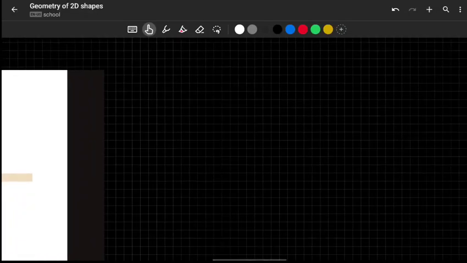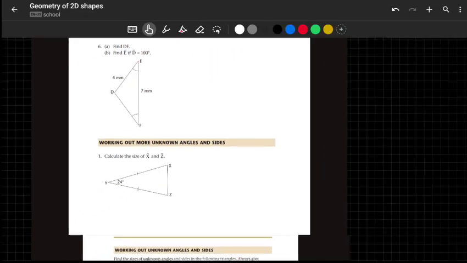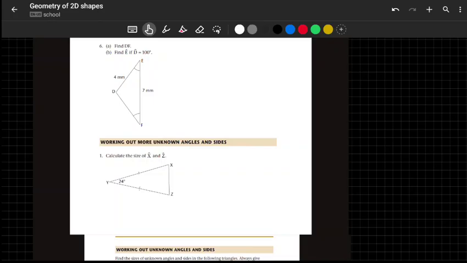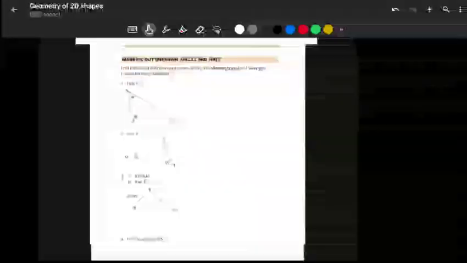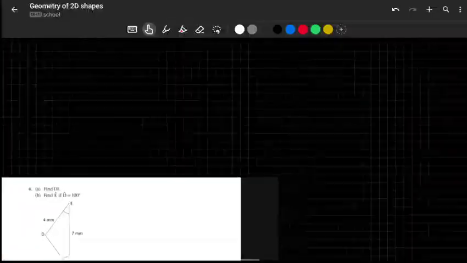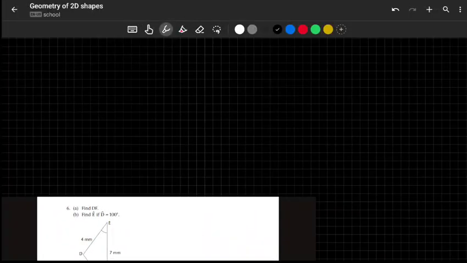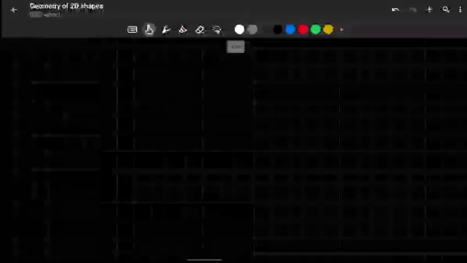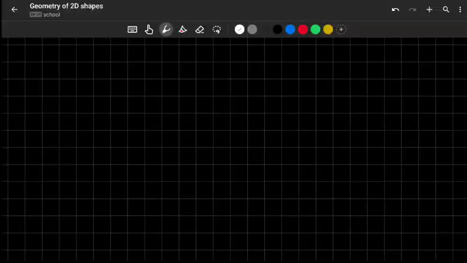Right, so in this lesson we're going to be doing geometry of 2D shapes. So it's mostly triangles. But the main thing that I want you to focus on before we begin is the rules for this. It's a big must for you to understand the types of triangles that are there.